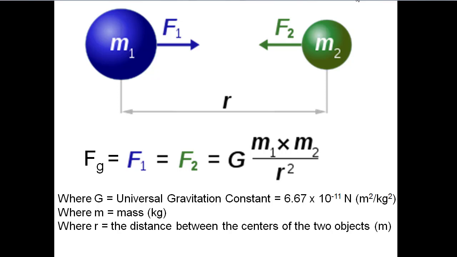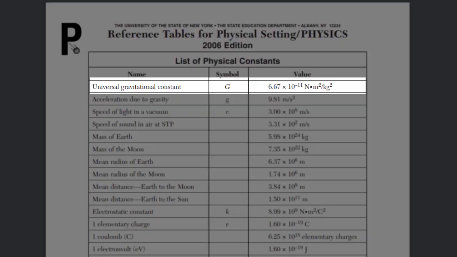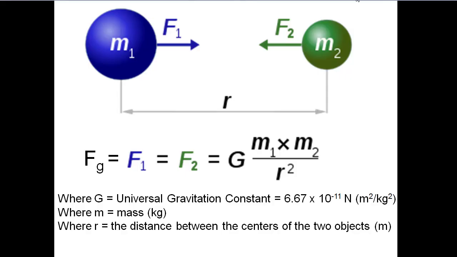So if you plug in the distance between the centers of two objects in meters, you square it, multiply the masses, divide by that squared distance, and then multiply by the universal gravitation constant, which is found in the front of your reference tables. And the numerical value is 6.67 times 10 to the negative 11 newtons times meter squared over kilogram squared. If you multiply that constant by the other things, you will get a force of gravity in newtons. And the forces that the masses exert on each other must be the same size.